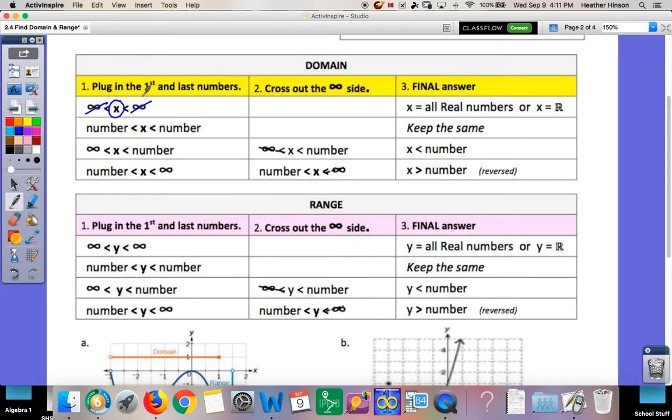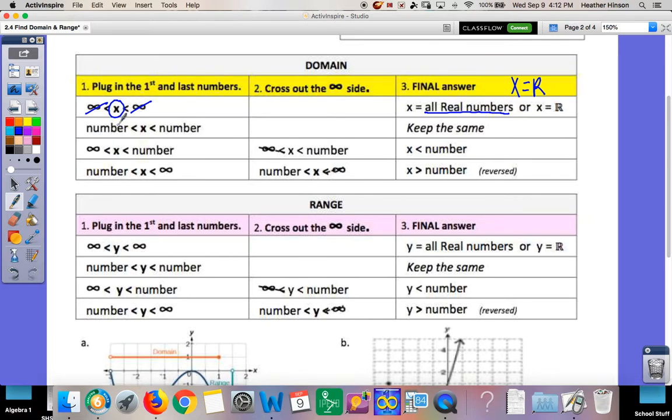If there were infinity symbols on both sides, that means x is all real numbers. How we write that is this little fancy R. To write it by hand, you're just going to put 2 lines and an R, or you can draw an R and put a line through it. Either way works. When you're typing it into the computer, you're literally just going to type in R. You're going to put x equals R. That's all you'll have to put in the computer.